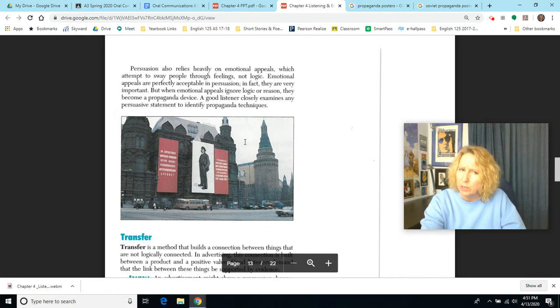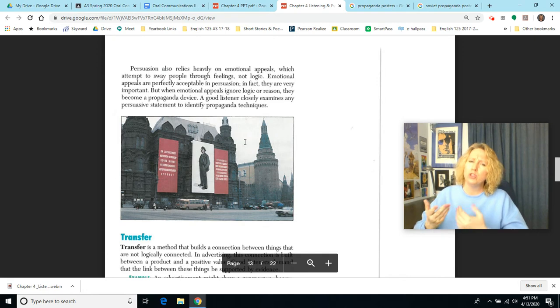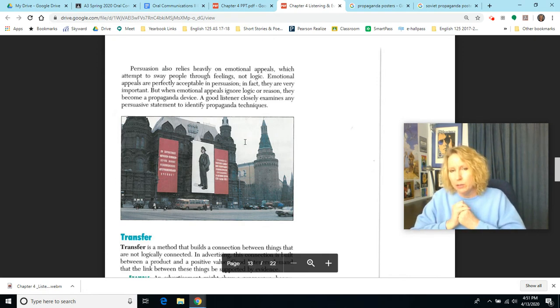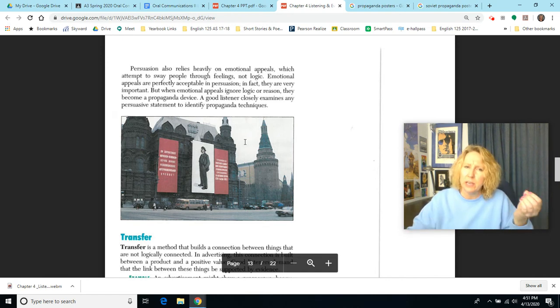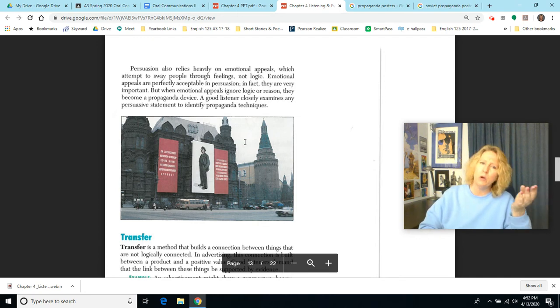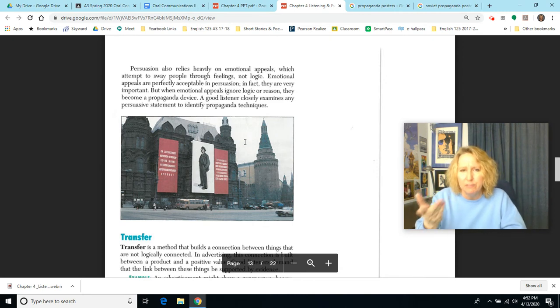It says persuasion also heavily relies on emotional appeals. Like when I was saying, "Oh, I hope you're thinking about the planet," right? I mean, I'm not trying to be sappy here, but emotional appeals attempt to sway people through feelings, but not necessarily logic. And emotional appeals are perfectly acceptable in persuasion. And in fact, they're very important. But when emotional appeals ignore logic or ignore reason, then they become a propaganda device. So if you see that, you should definitely think, well, they are really trying to pull at my heartstrings and they're not using logic to get me to think for myself. So a good listener closely examines any persuasive statement to identify the propaganda techniques.